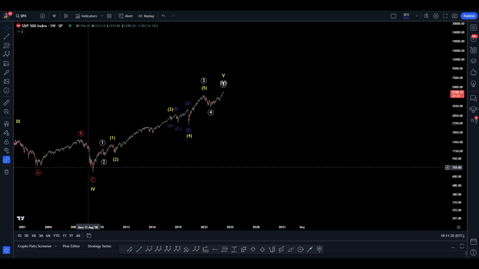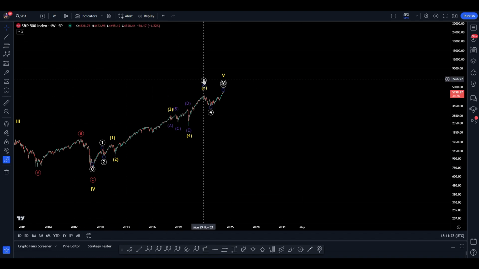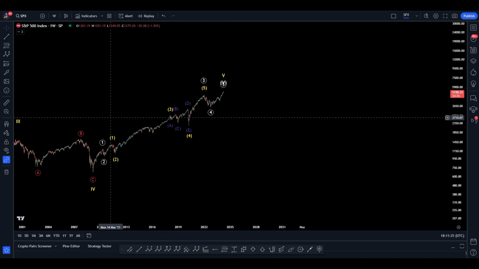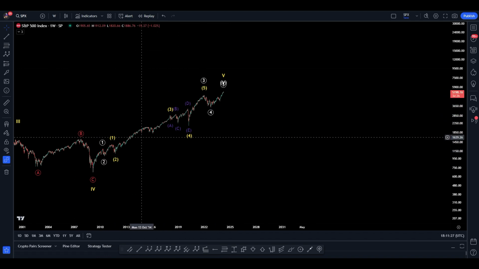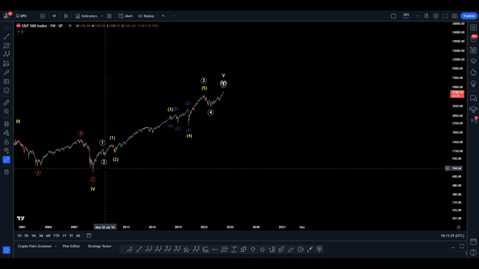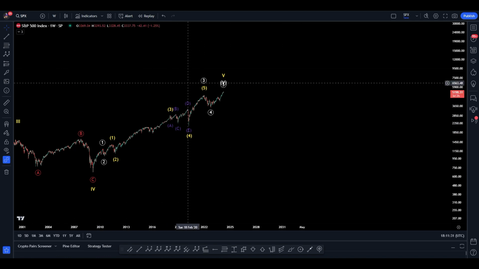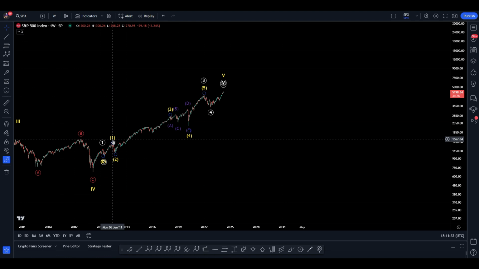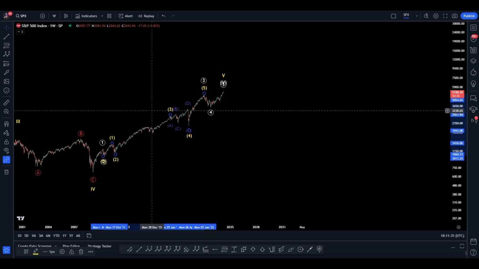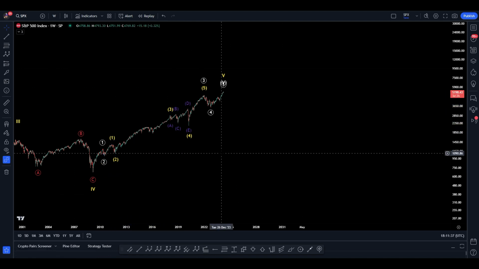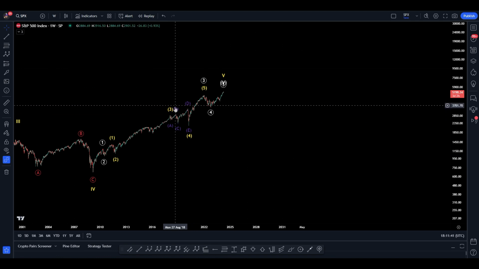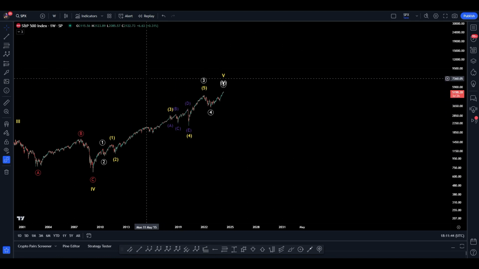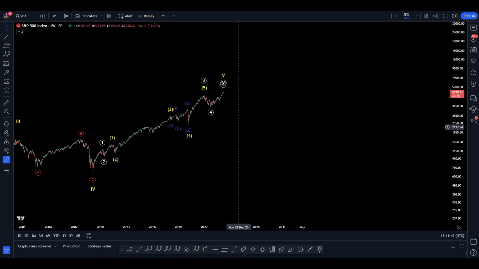So 5 waves, here you can see the white ones here. 5 waves off of the 2009 low with an extended third wave. So the yellow here, this is the third wave extension. Now I had a comment on my last video, and somebody was confused. And I was kind of confused by the comment, but after I read it back a couple times, I kind of realized what they were saying.